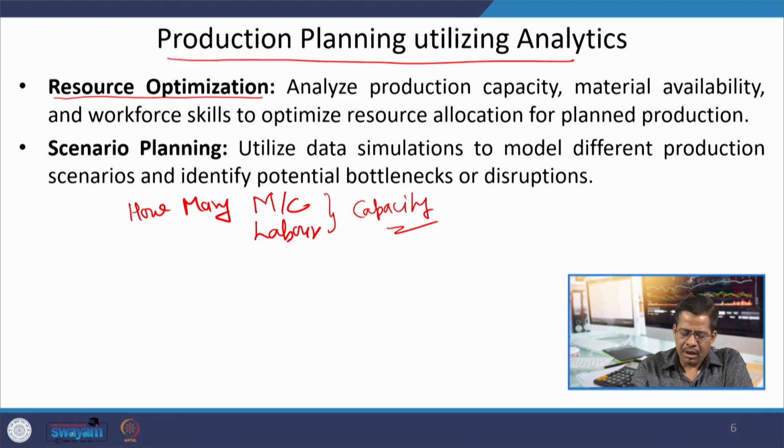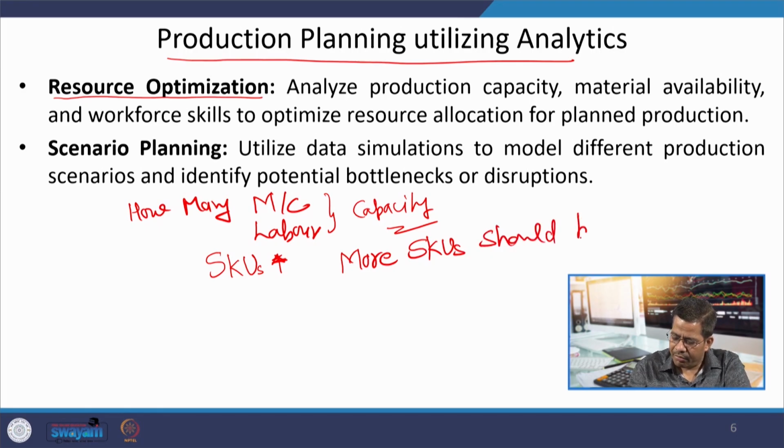Now, what is happening? We are not making just one type of product. SKUs are increasing. All of you understand what is SKU? Stock keeping units are increasing day by day, and when stock keeping units are increasing day by day, we have a lot of challenges for our resource optimization, because two things: more SKUs if you are offering, so more SKUs should be there in the market.